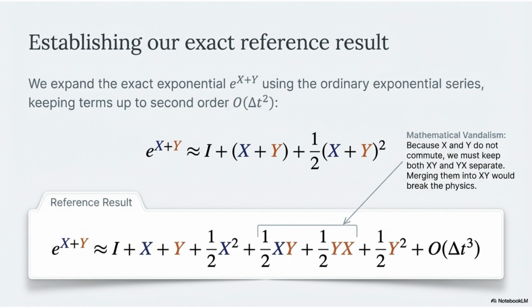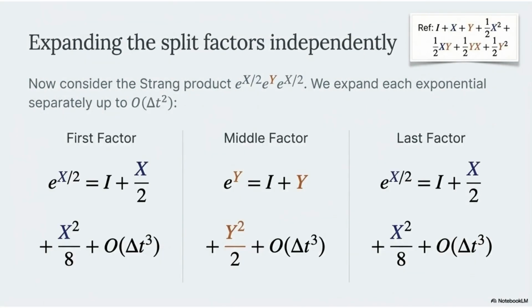First, we establish our exact reference result. Expanding the exponential e^(x+y), using the ordinary exponential series up to second order in delta t, we must keep xy and yx separate, because the operators do not commute. Next, we expand the split factors of the Strang product, e^(x/2), e^y, e^(x/2), independently, keeping terms up to the second order in delta t squared.